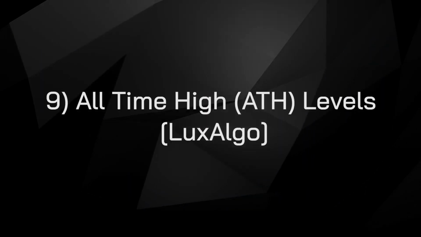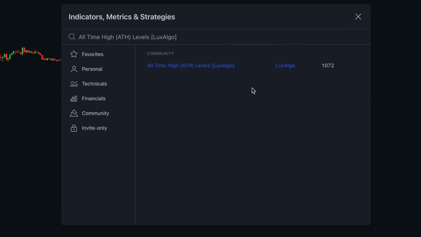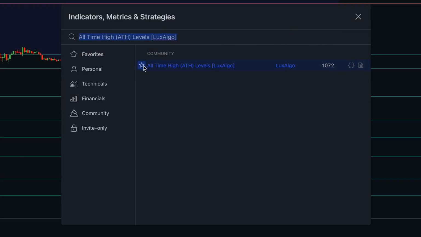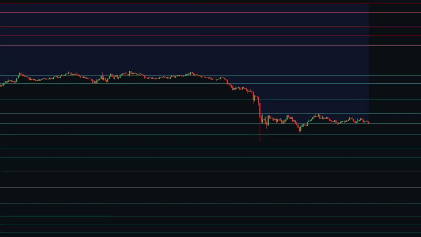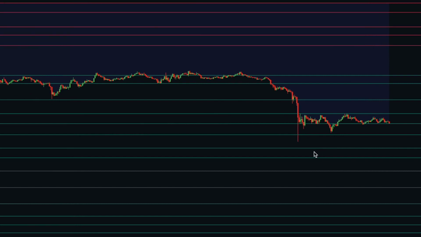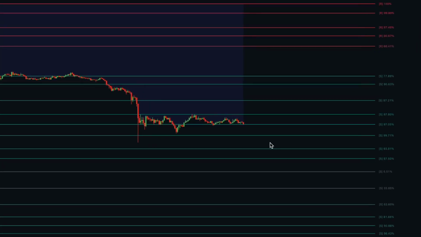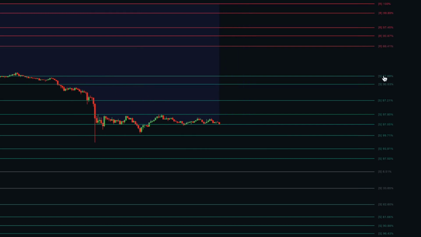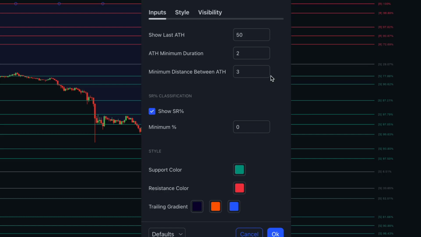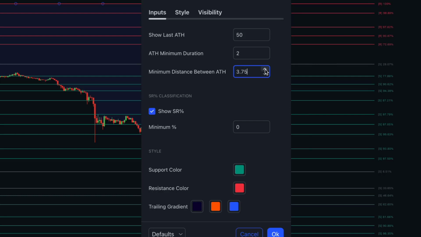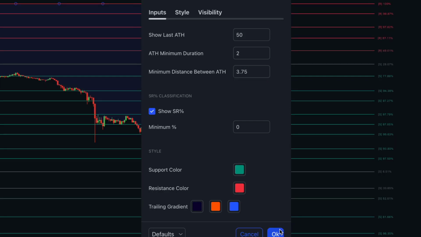On the 9th place, I put an indicator called All-Time High Levels by your favorite creator, Lux Algo. The All-Time High ATH Levels indicator displays a user-set amount of historical all-time high levels made on the trader's chart, highlighting potential key price levels. Displayed levels can be filtered out based on their duration, as well as their relative distance from each other. This simple but effective indicator also evaluates the role a level might have as support or resistance using a percentage, classifying ATH levels as either support or resistance depending on the result.